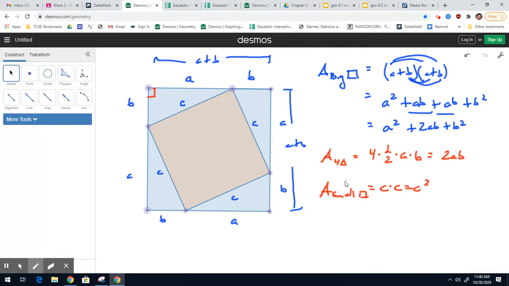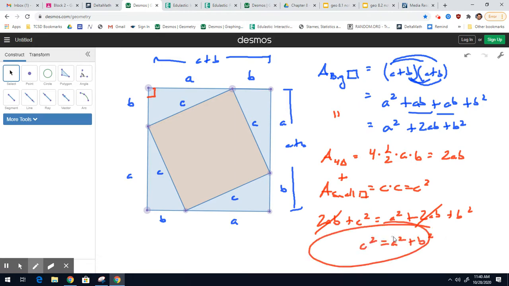And isn't it true that these two areas added together should equal that large area? Well, let's try that out. Let's add 2AB plus C squared and see if it equals A squared plus 2AB plus B squared. Well, look what's on the same side: 2AB, 2AB, and look what I got. C squared equals A squared plus B squared. There's your Pythagorean theorem. Just written backwards. Sorry about that. You need to make the circle a little bit bigger. And there you go. So there's a quick proof of the Pythagorean theorem, if you care. Okay. All right, very good.